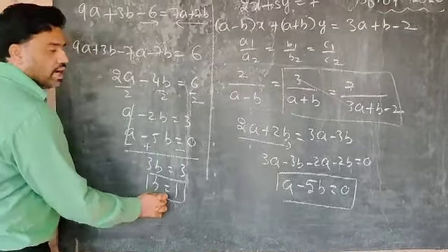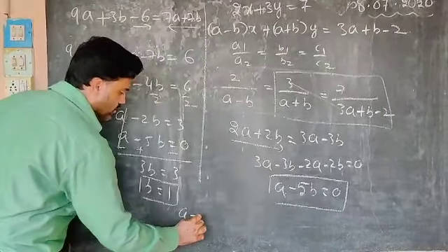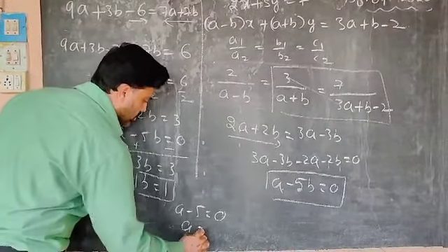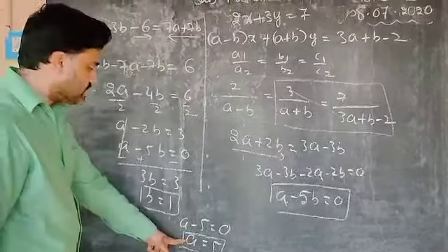Now substitute in equation number 1. a minus 5 into 1, 5. a minus 5 is equal to 0. That is a is equal to 5. Okay, children, so now we got the value of a is 5 and b is 1.